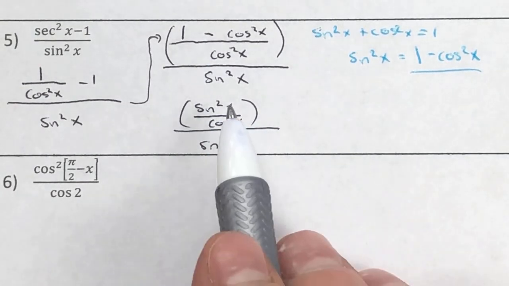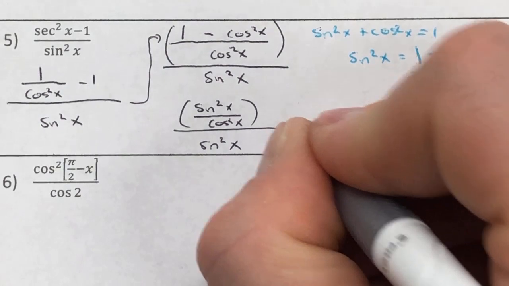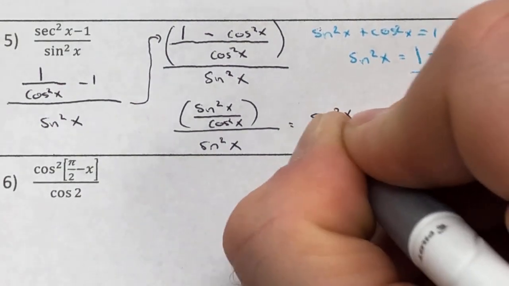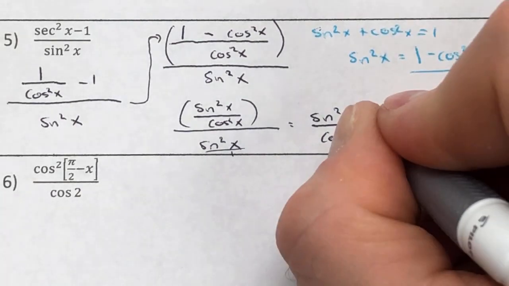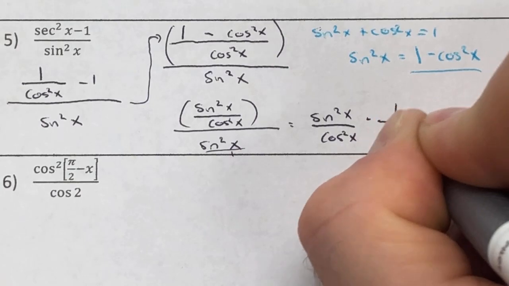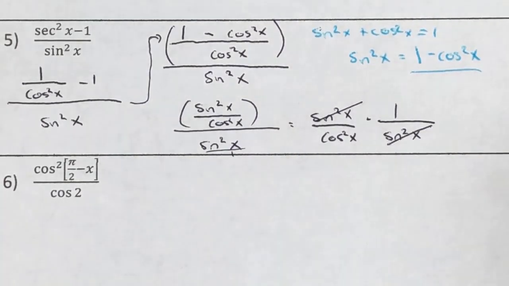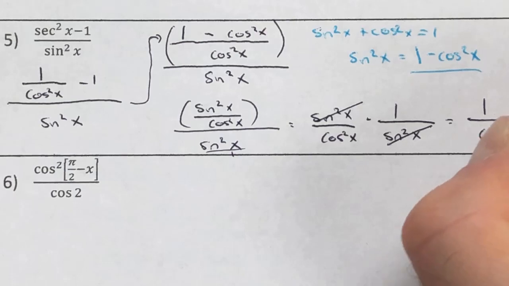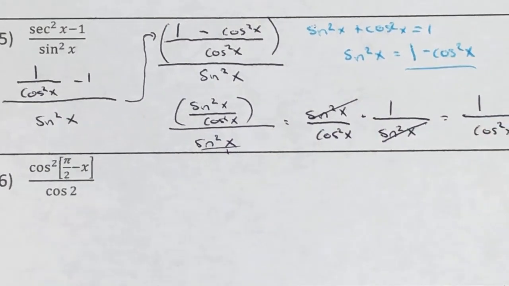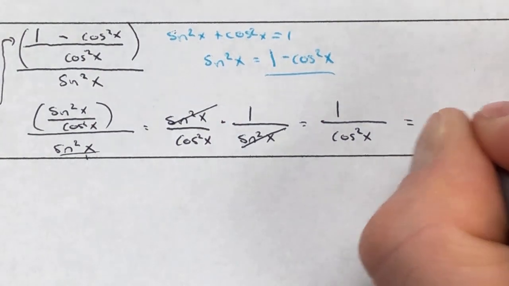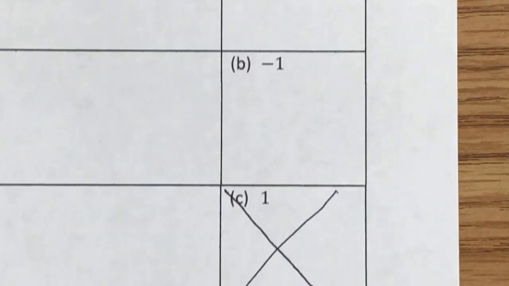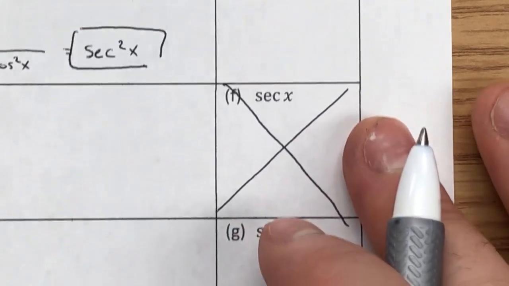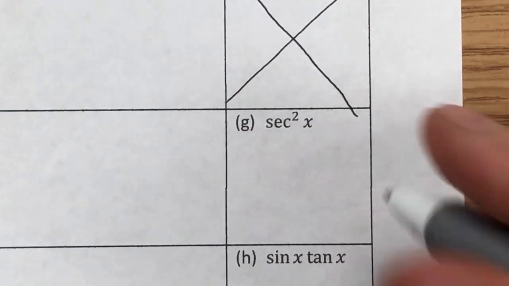Which then leads us to, I can now keep, change, flip, which is going to take my sine squared of x over cosine squared of x, and I'm going to flip this, which was over 1, and multiply it times 1 over sine squared of x, which we notice in that case, they cancel out. I have 1 over cosine squared of x, and if I want to rewrite that as a single trig function, that's going to be rewritten as the secant squared of x. And so let's see, where do I have a secant squared of x in my list? Oh, secant squared of x is g.